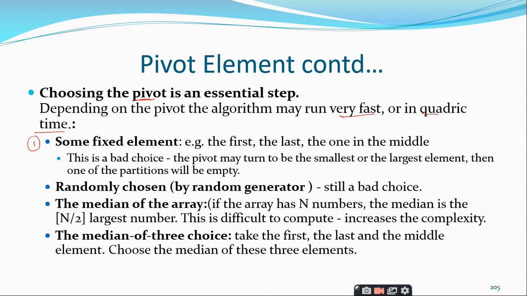So, taking some fixed element like the first, last or the middle element will make the pivot a poor selection.